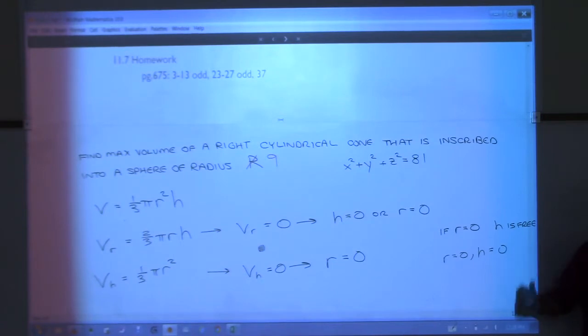So could you restrict the h? Would the domain of h be from 0 to 18, because you can't go past the 2R for h?